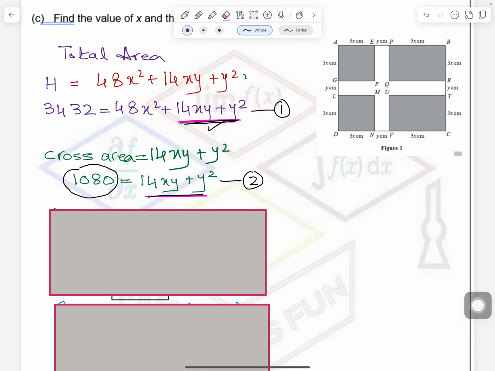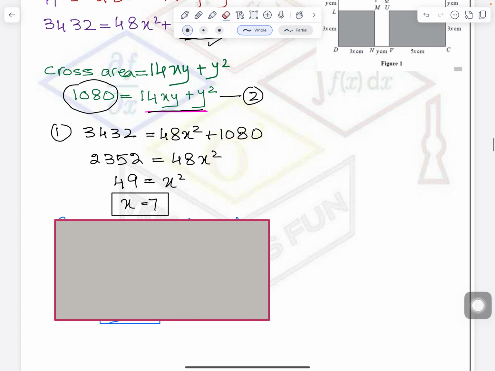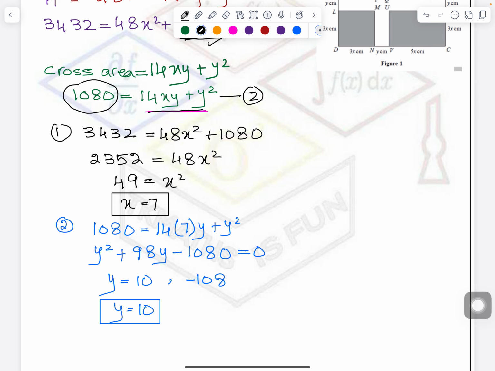I'm sure many of you would have done exactly the same way. So you got the x value 7 and the y value. When it is a quadratic, you will get two solutions. Definitely for the negative part, you will write rejected. Don't leave it as it is. Tell the examiner that you know you have to reject this value and your only answer is y equals 10.